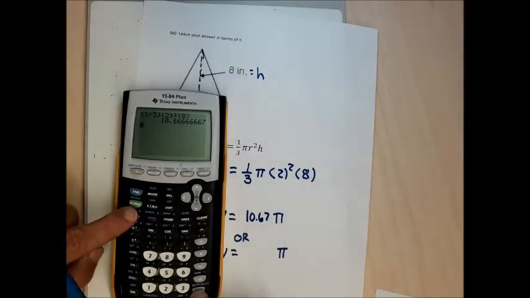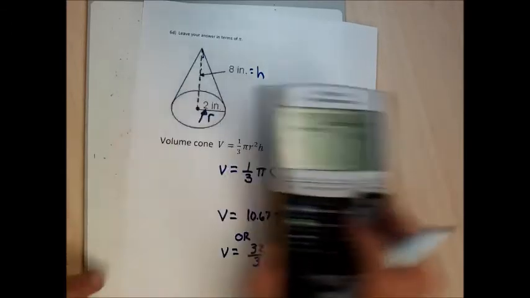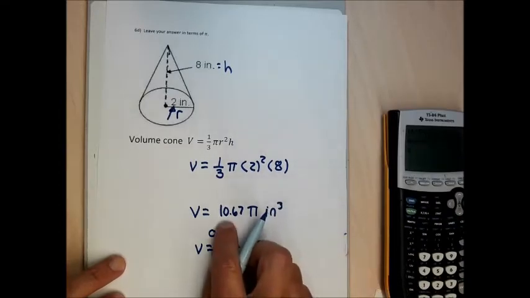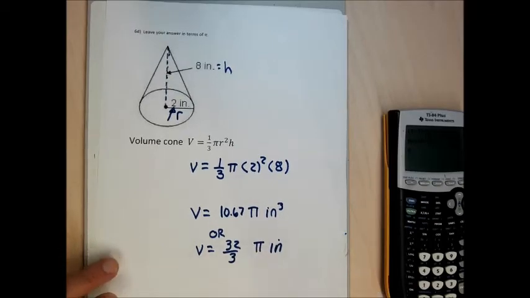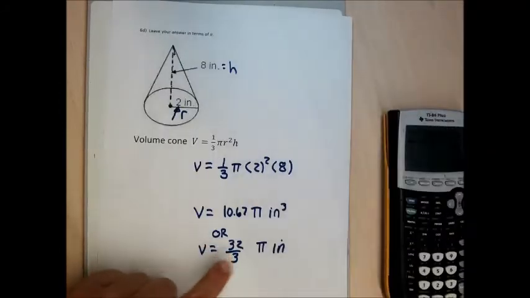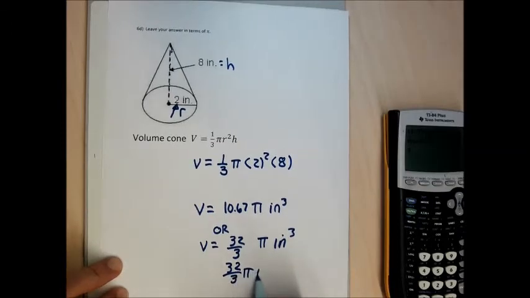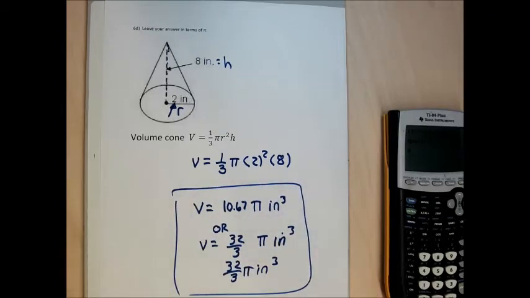If I hit the math button and then enter once and then twice, I get a fraction instead of that decimal. I'd live with either on the test if you get the right units, and the units need to be inches cubed here. So either 10.67 pi inches cubed or 32/3 pi inches cubed. There shouldn't be such a gap between the 32/3 and the pi. For whatever reason, when I was writing, I wrote the pi down early and I didn't really have the room. I just messed up. So both of those are correct answers.